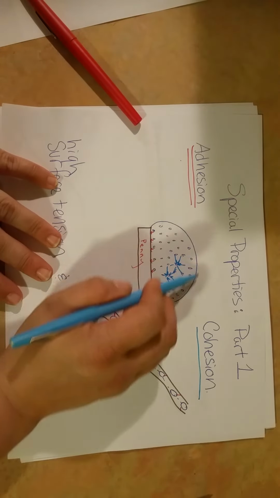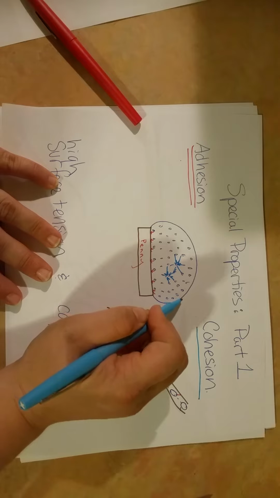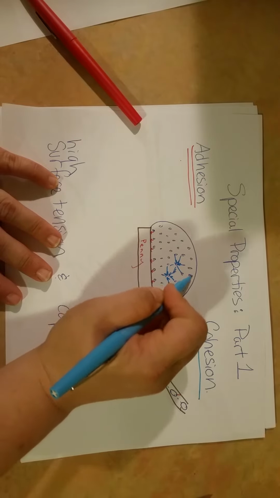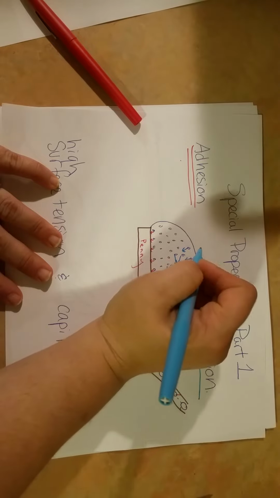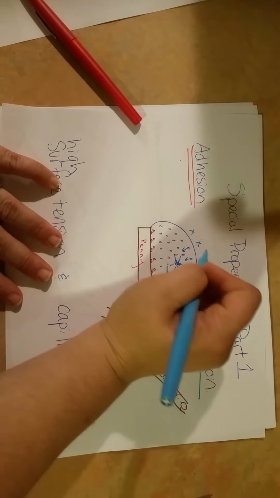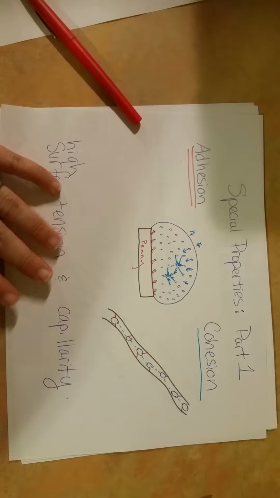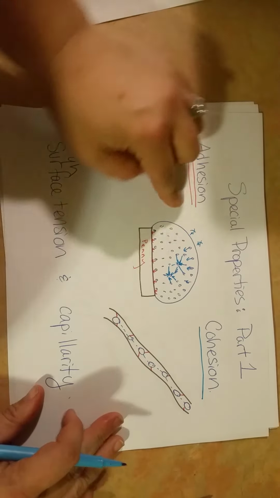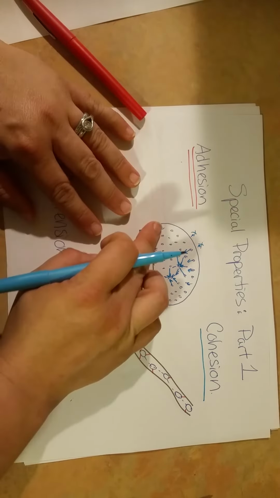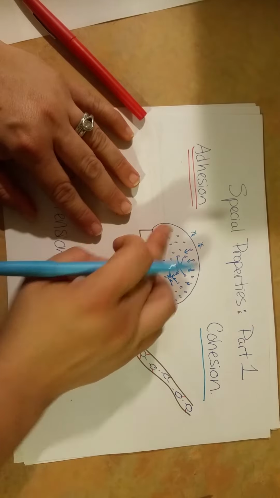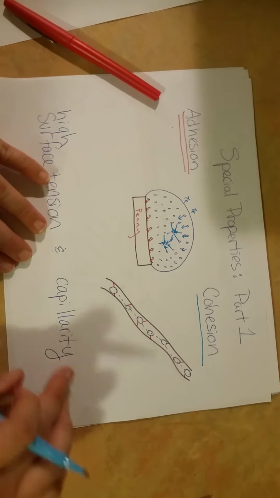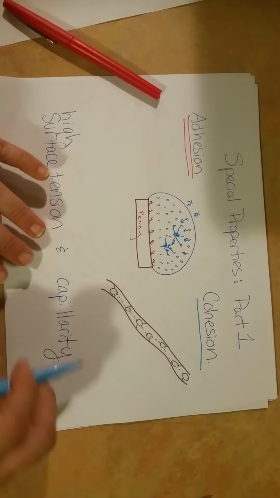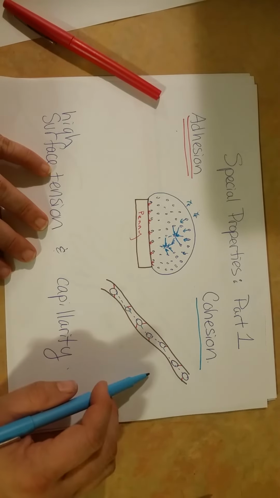These water molecules on the surface, the only way they're being pulled by cohesion is into the water droplet. There's no adhesive forces pulling them outward. Because there's no adhesive forces pulling them outward, they're only pulled inward, giving them a nice tight skin across the top. That's surface tension. Over here is capillarity, where water can go up the thin tube, and it can go up a thin tube against gravity.